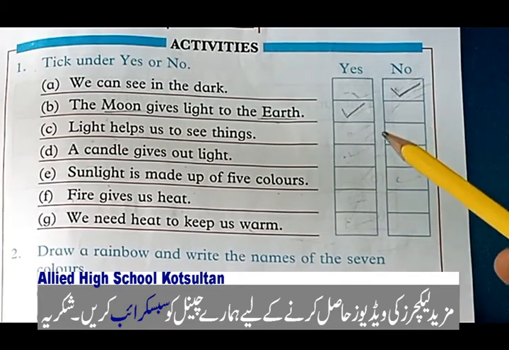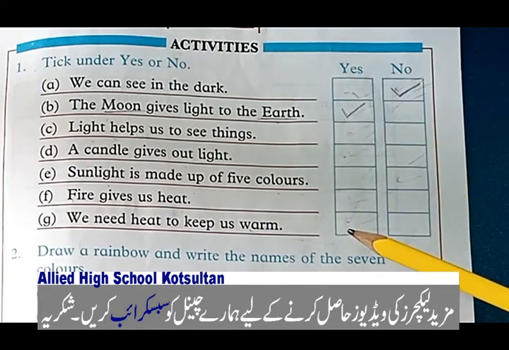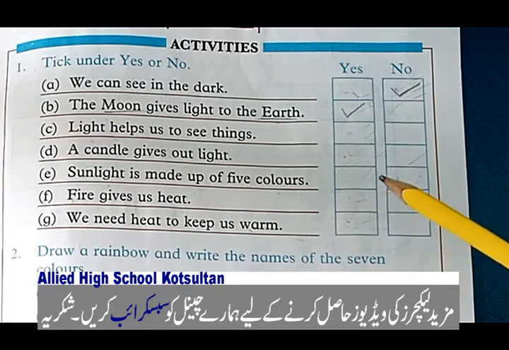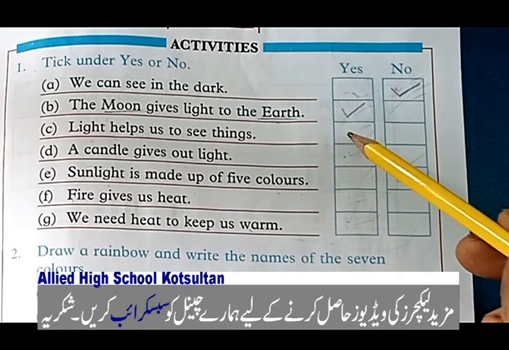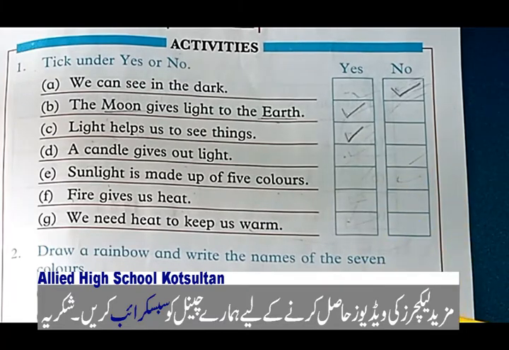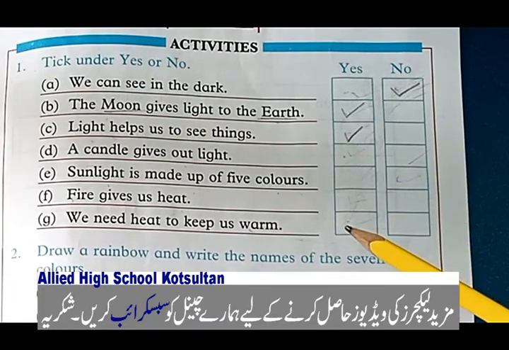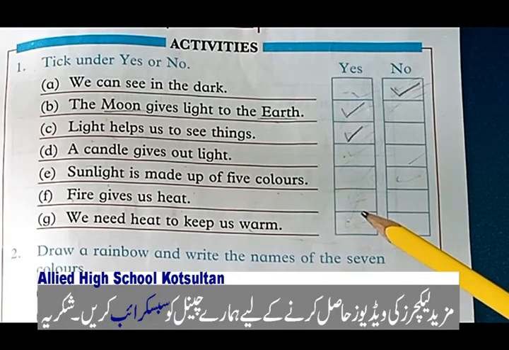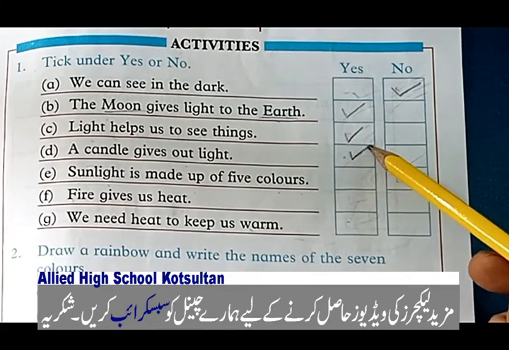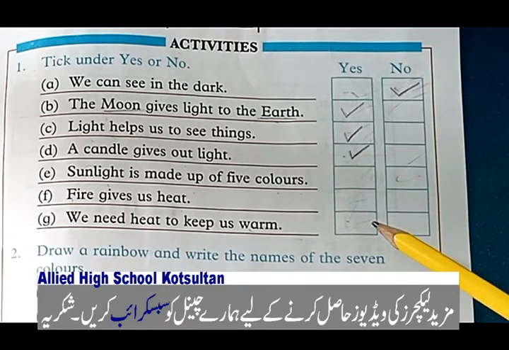So it's yes. C, light helps us to see things. Does it help us to see things? Yes, light helps us to see things. We cannot see without light. Okay. Next statement is a candle gives out light. Yes, candle does give out light. So we'll tick here.